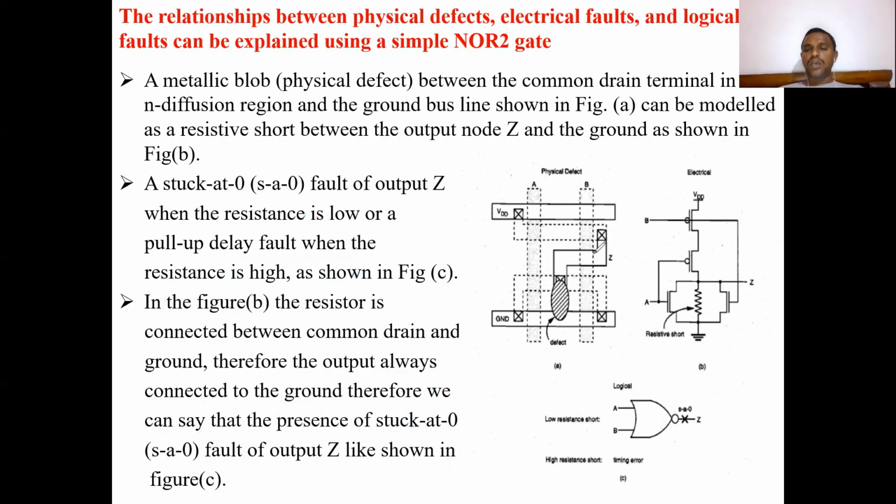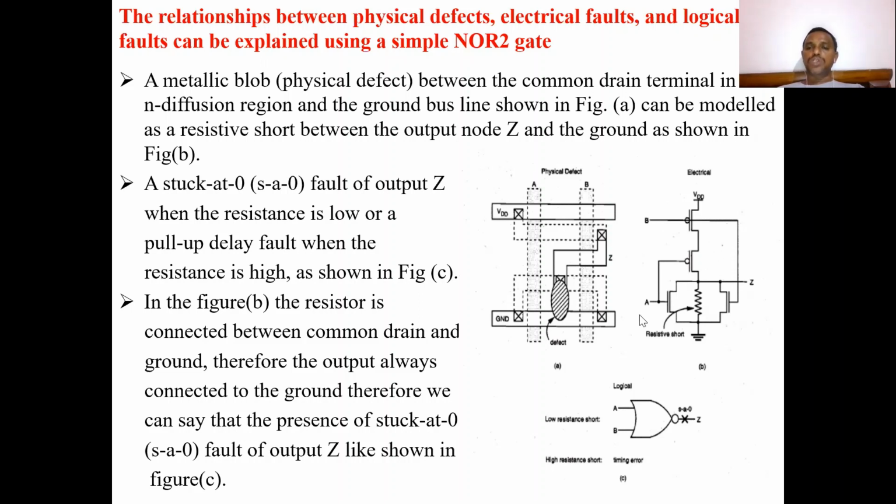Then what happens if any defect occurs while manufacturing or fabricating? If we get any defect, what are the different faults we will get? That is what we are going to see now. A metallic blob, or physical defect, is obtained between the common drain terminal in the n-diffusion region and the ground bus line.